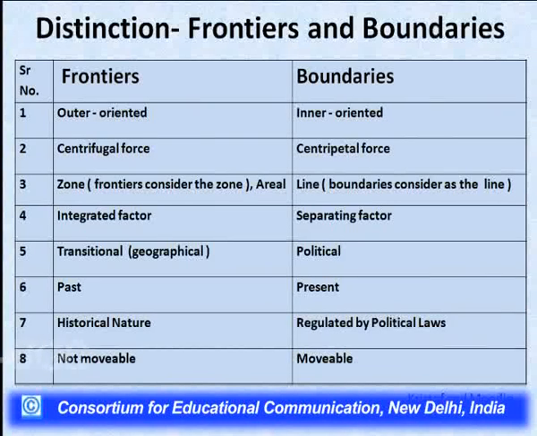The frontiers were prevalent in the past, but in present times, frontiers are less in number. They are found only in a few places, but boundaries are found in present times. Frontiers were historical, but in present time, they have been changed by different political laws. And the frontiers are not movable. They cannot be moved. They are natural, like any mountain or any river. But the different boundaries are movable.